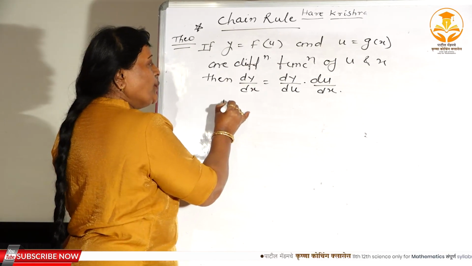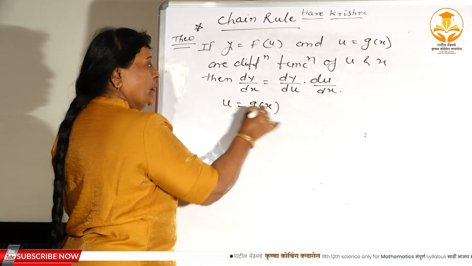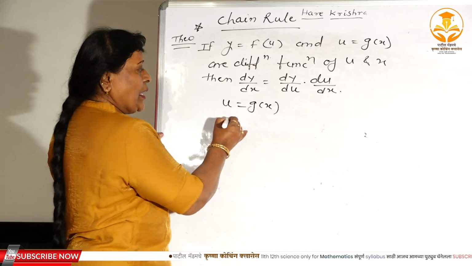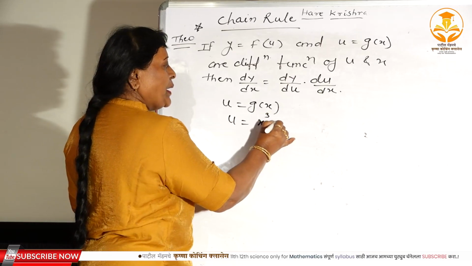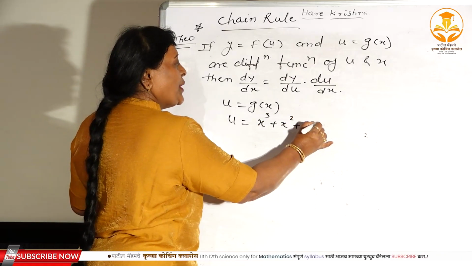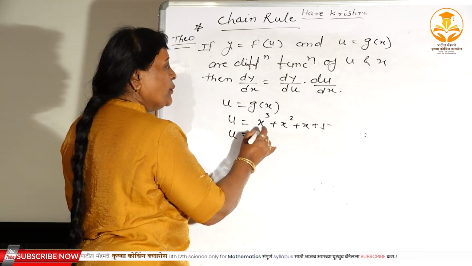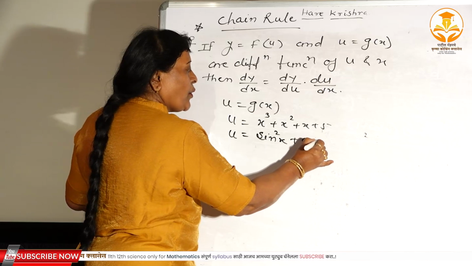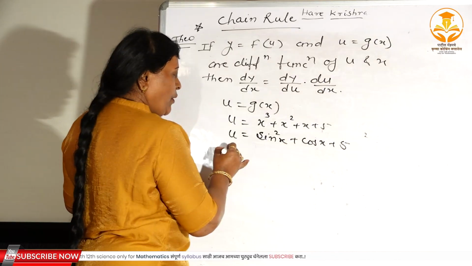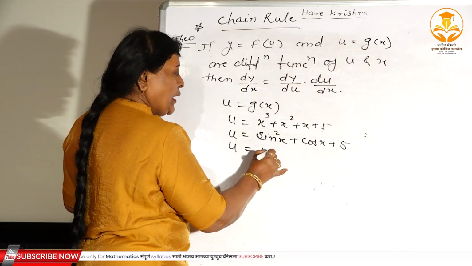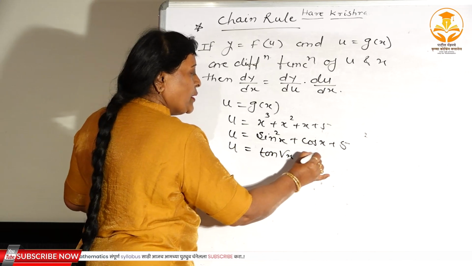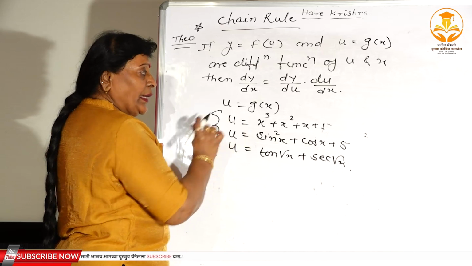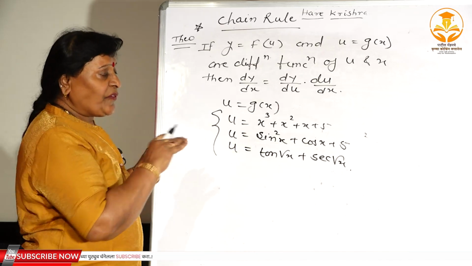They have given u is equal to g of x. Again, u is entirely expressed in the form of x, which means u is equal to x cube plus x square plus x plus 5, like this. Or u is equal to sin square x plus cos x plus 5, or u is equal to tan root x plus sec root x, like this, isn't it? So u is entirely in the form of x.